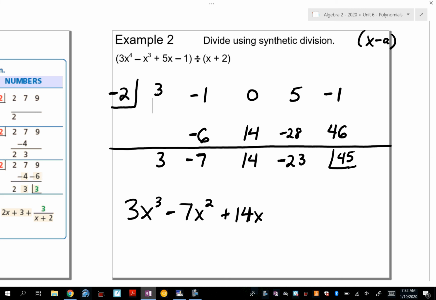All right, keep going. Minus 23. Now, what do you notice with that 23? It doesn't have a variable. So do you see that number 45? That 45 is the remainder. Here's how you write it. Plus 45 divided by our divisor, x plus 2. And you've done it.